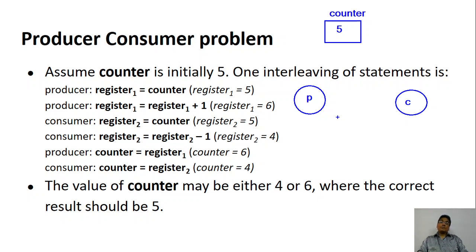Now let's assume that the producer has produced an item. So let's start with that. If the producer has produced an item and placed that item in the buffer, then the counter has to be incremented. So what will the producer do? The producer will look at this value and read it. Okay, so the producer is going to say that this value is 5.